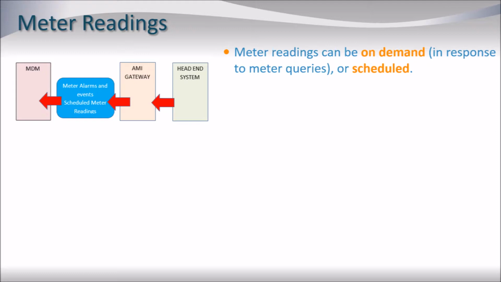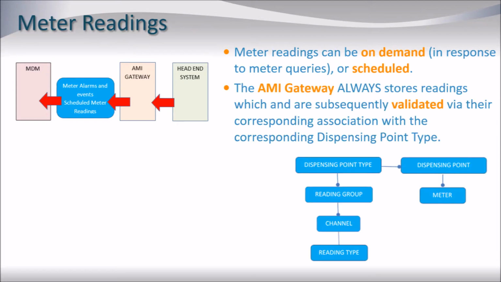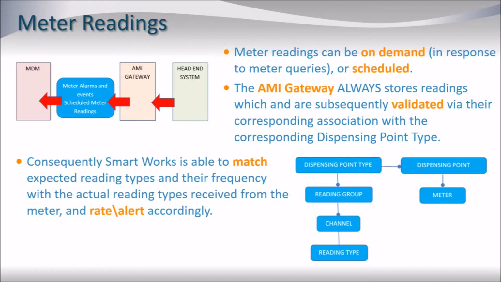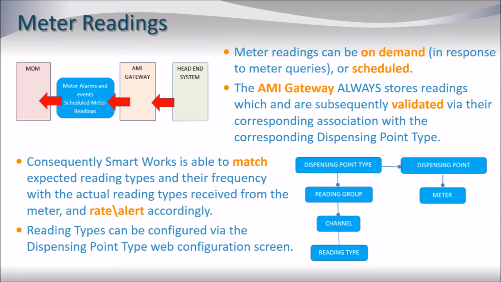Meter readings. Meter readings can be on demand, that's in response to meter queries, or they can be scheduled. The AMI gateway always stores readings which are subsequently validated via their corresponding association with the properties inside the dispensing point type. Consequently, SmartWorks is able to match expected reading types and their frequency with the actual reading types received from the meter, and then rate them or alert on them accordingly. Reading types can be configured via the dispensing point type web configuration screen.